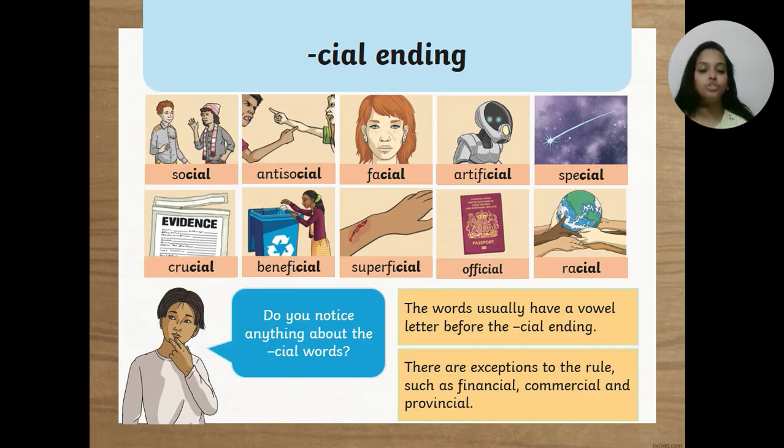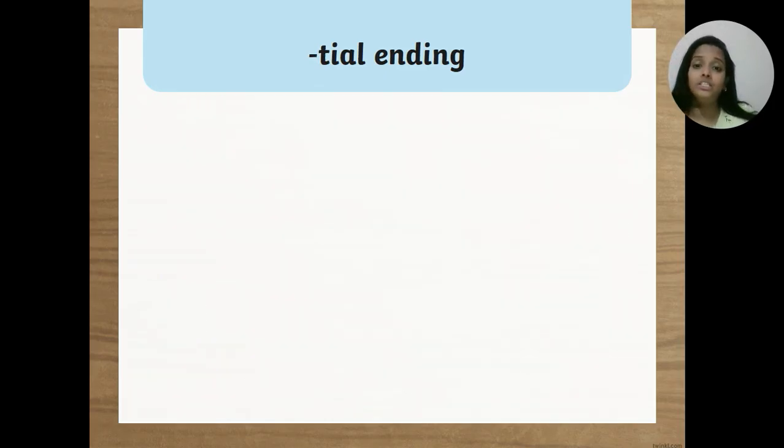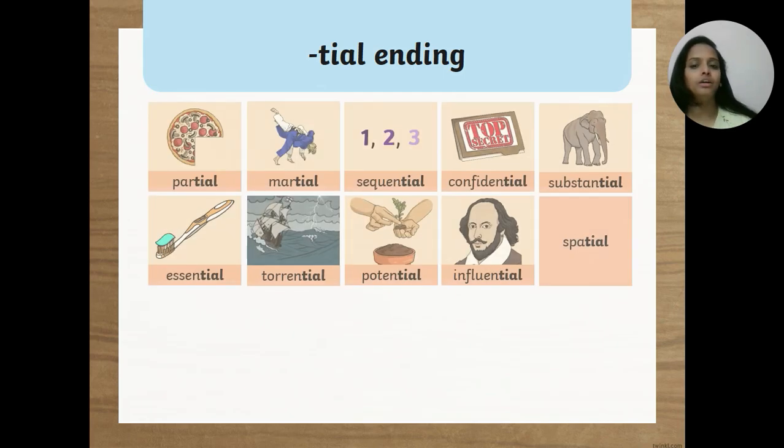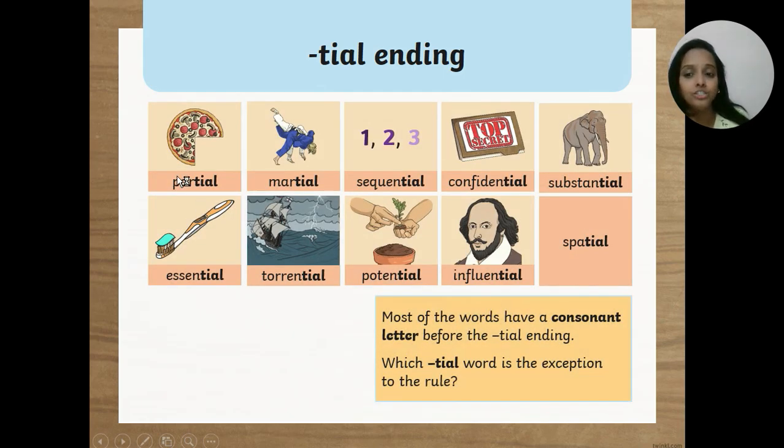But of course, there are some exceptions to the rule. Words such as financial, commercial, and provincial don't follow this rule. And the TIAL ending is just the opposite. Here it's about consonants. So partial, R; martial, R, a consonant; sequential, N, a consonant; confidential, N; substantial, N; spatial is an exception. And here influential, N; potential, N; torrential, N; and essential, N. So most of the words have a consonant letter before the TIAL ending. And as I told you, the word spatial is an exception.